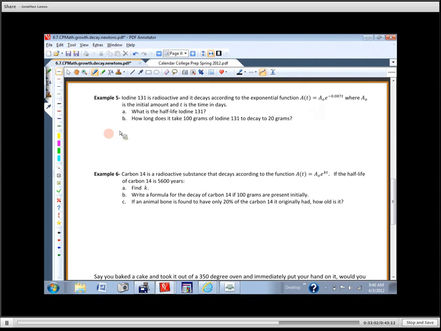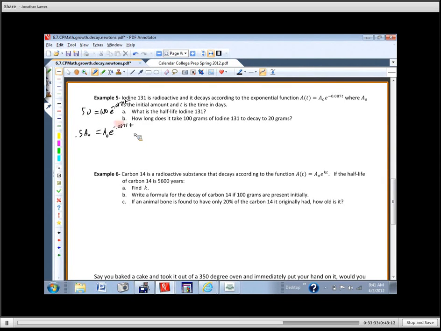So if I have A naught right here, and it's e to the negative 0.0871 times t, how do I represent half of that? Yeah, we can do 0.5 A naught. Now, if you're not comfortable with that, you could just pick an amount. We could say, let's start off with 100 pounds. What would half of 100 be? 50. So you put a 50 here.